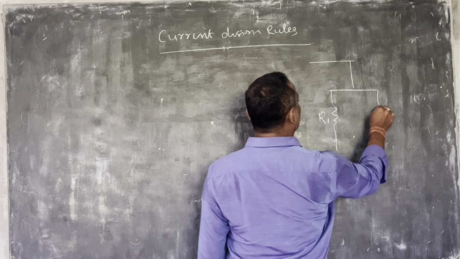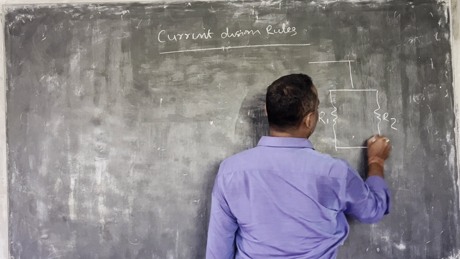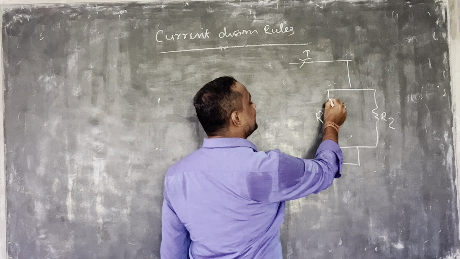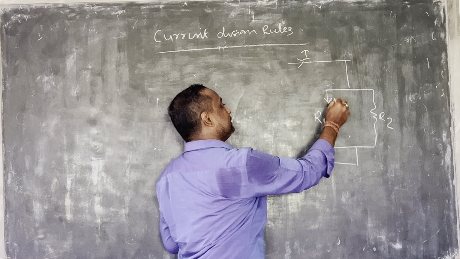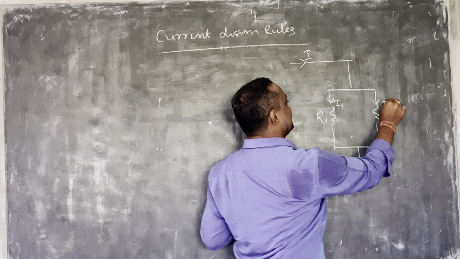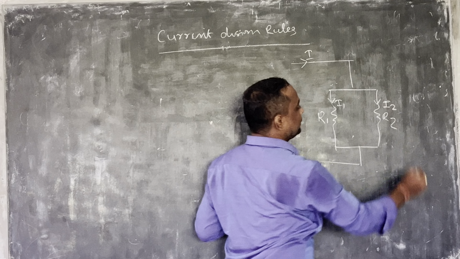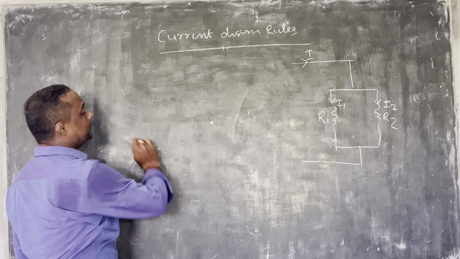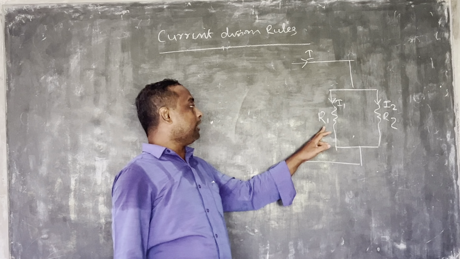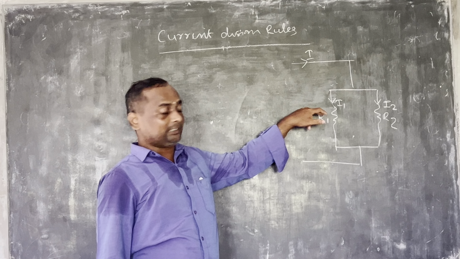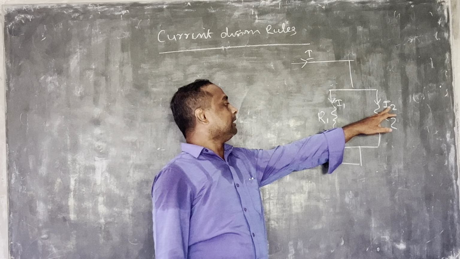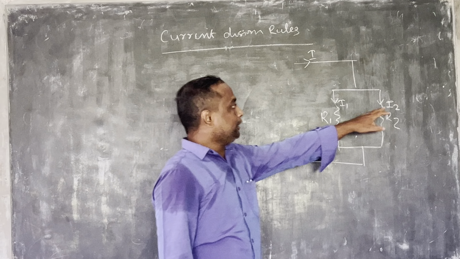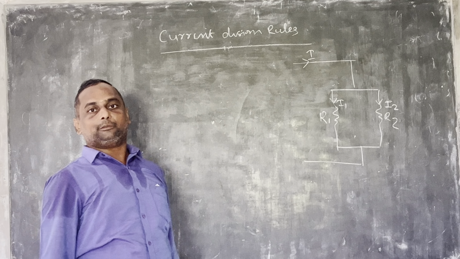Here the two resistances are there, R1 and R2, and the total current will be I. In the resistance R1, the current is I1, and in the resistance R2, the current is I2. Here, how do we find how much current flows in the resistance R1, and in the resistance R2, how much current I2 flows? We can find it by use of the current division rule.